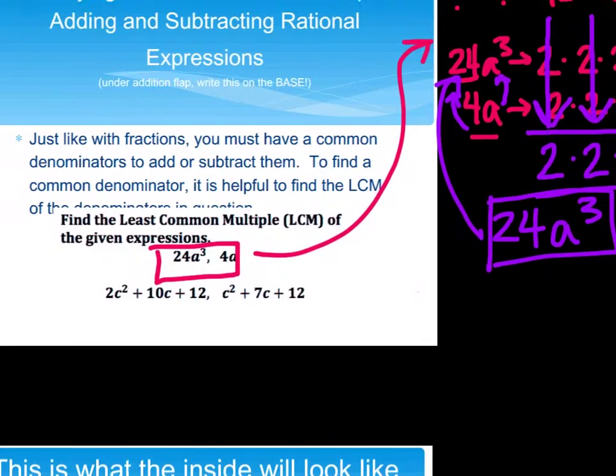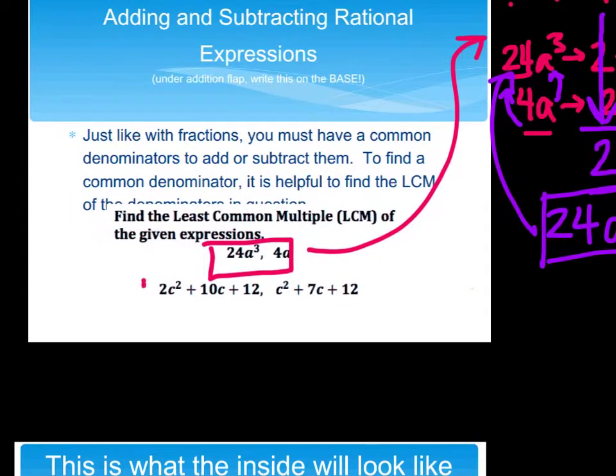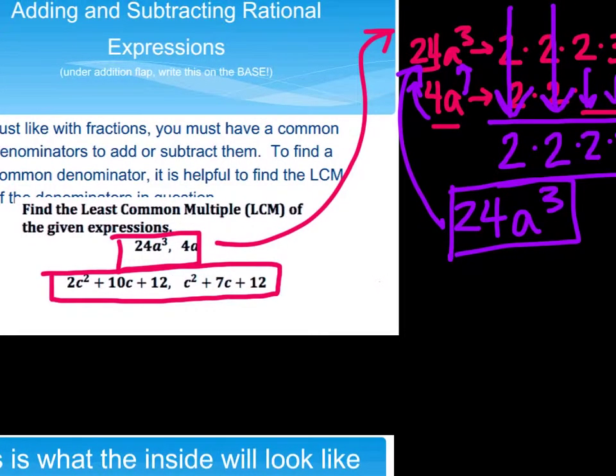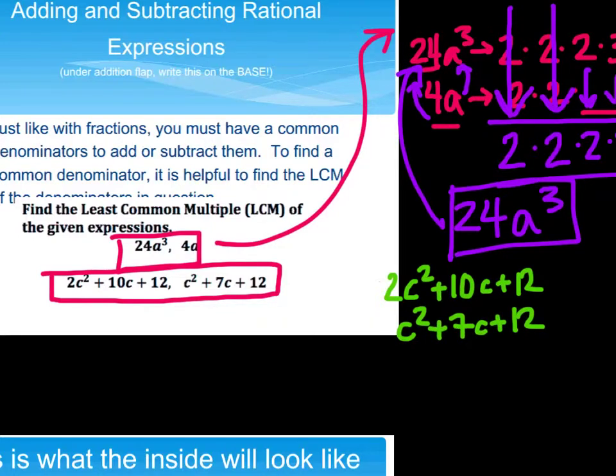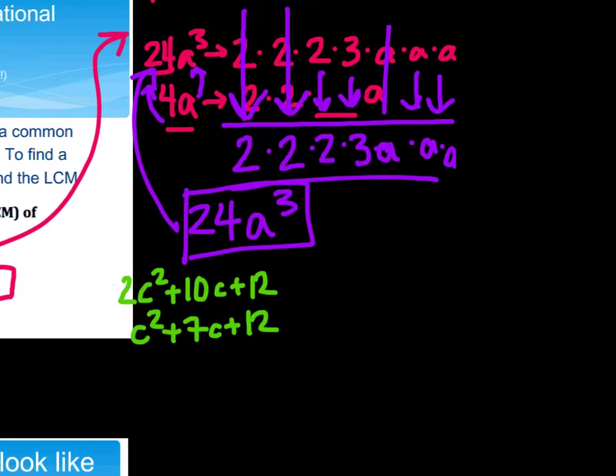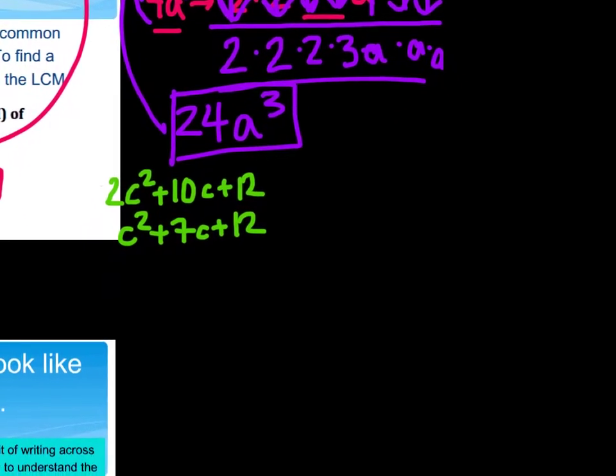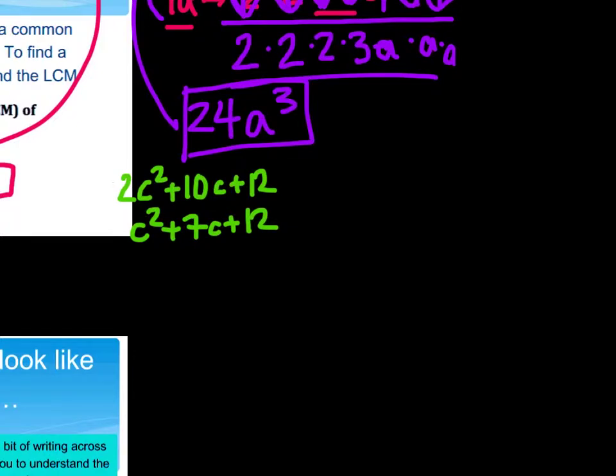This is where things can get tricky. We have 2c squared plus 10c plus 12, and then c squared plus 7c plus 12. So we're going to rewrite this out over here. We have 2c squared plus 10c plus 12, and we have c squared plus 7c plus 12. Now I know you're probably thinking as of right now, well, this other one was pretty easy to find the LCM. However, this seems a lot more complicated. And to find the LCM of this, it is a little bit more complicated.